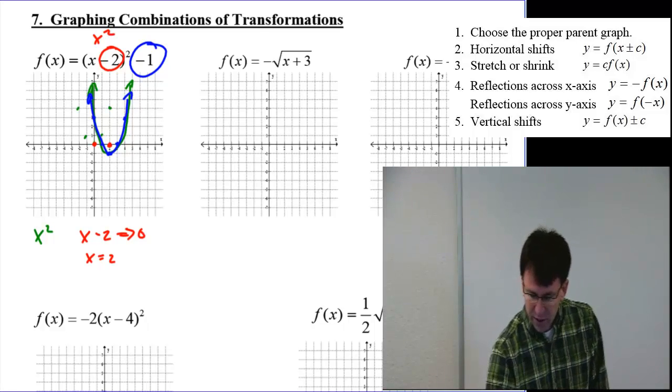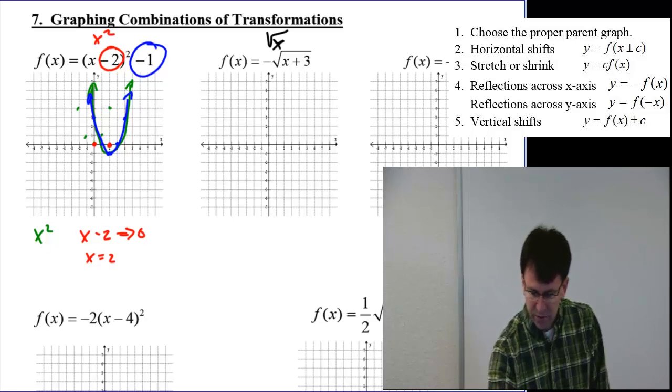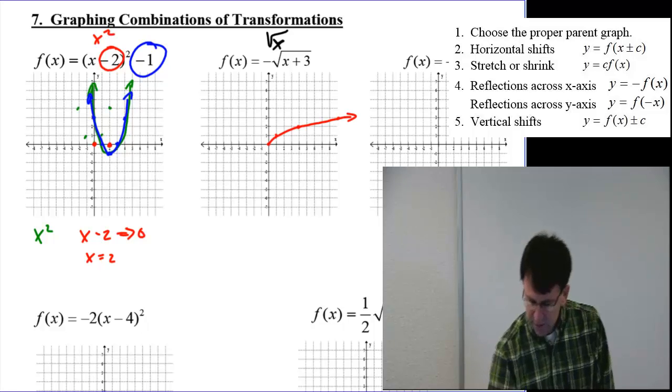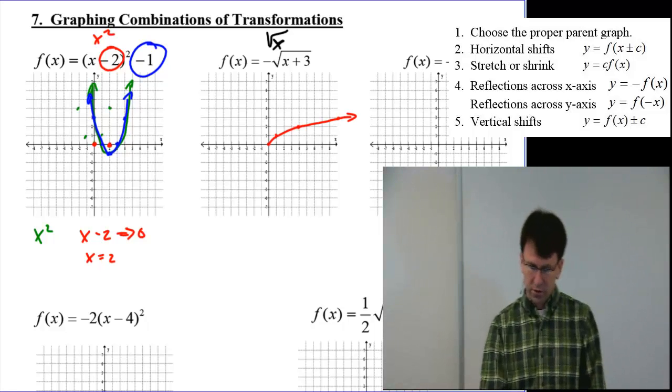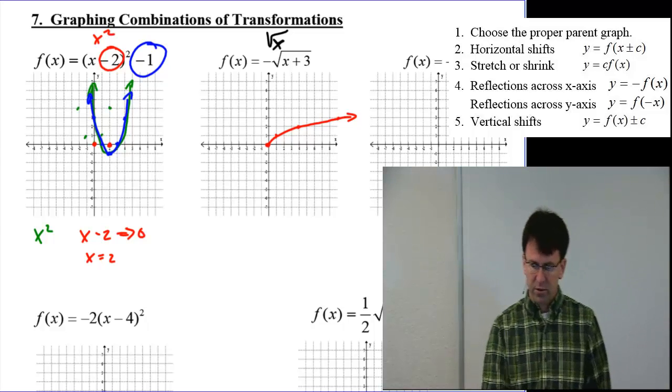Okay, moving on, we've got a square root of x. So I've got a parent graph that's the square root of x. Let's go ahead and see what that square root of x graph would look like. In our mind, we should see something that looks about like that. So that's what our square root looks like, with my major point being over here at 0, 0.